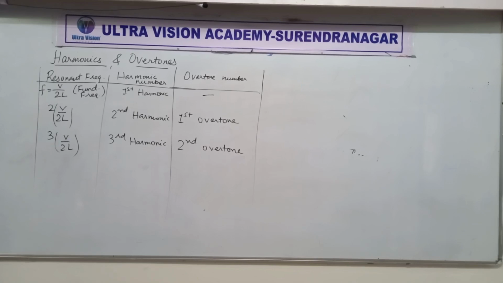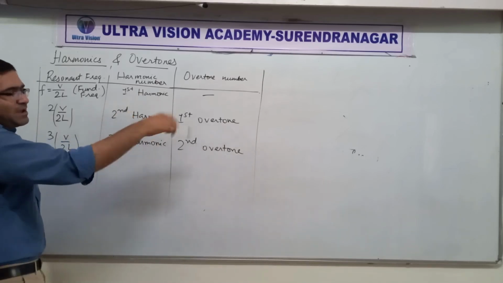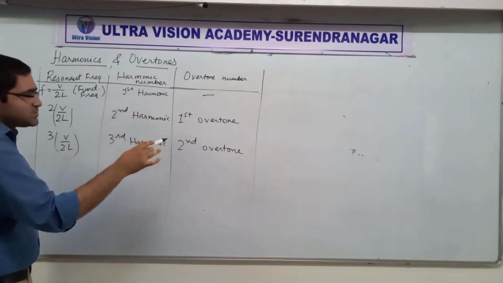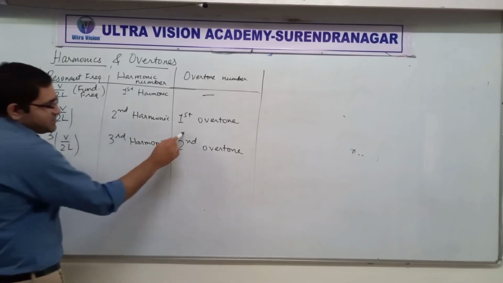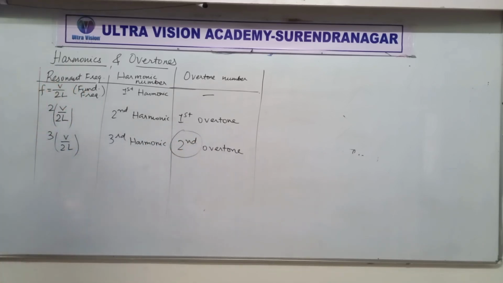Basically these are names. So if someone says frequency 3V by 2L for a string is which overtone, then you can just answer second overtone. Understood?